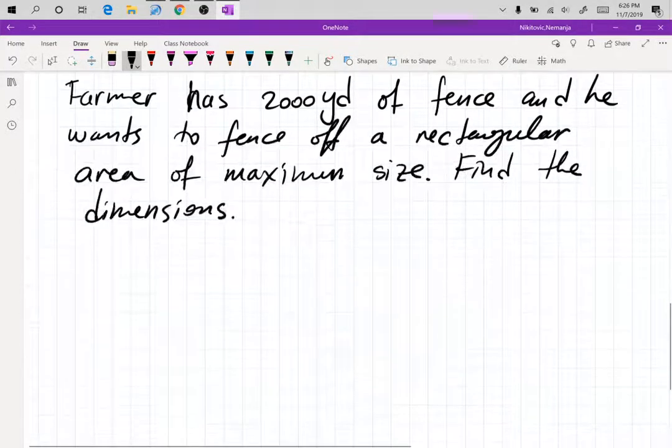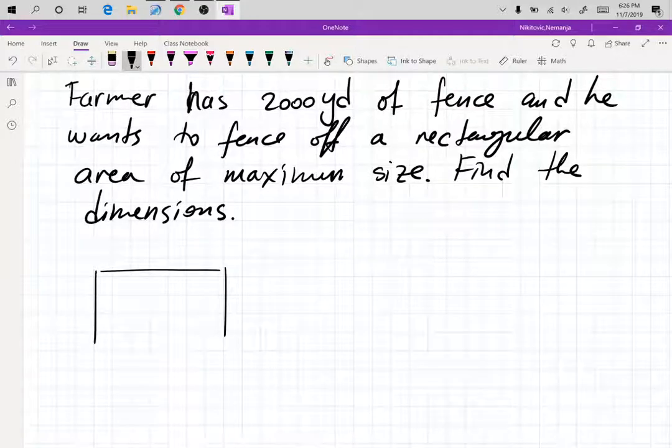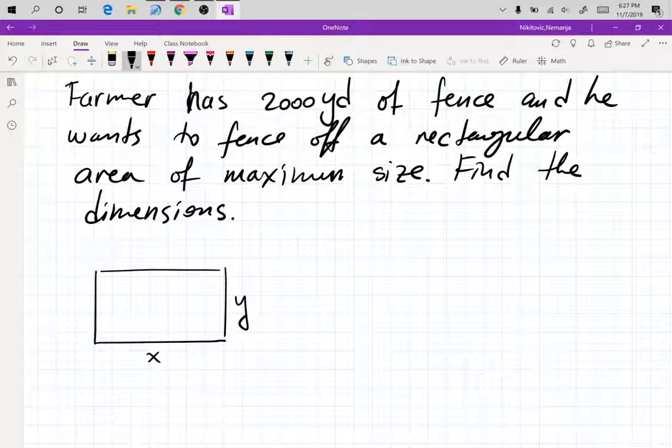So we start the problem with the picture, which is just a rectangle, and we have our x and our y. Now we also know that the top and the bottom are also x and y. We understand that the fence goes around the perimeter. It's also called a perimeter fence. So we have all of those, and now we are ready to translate English into math.